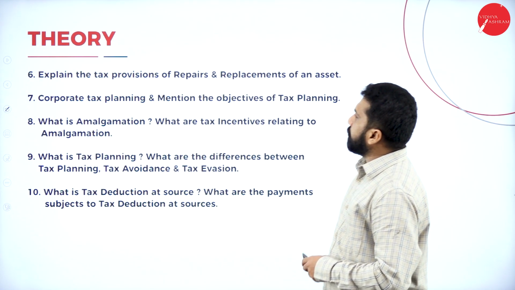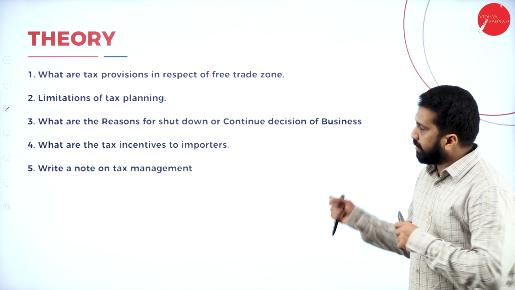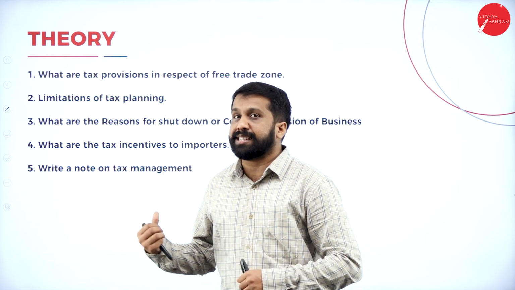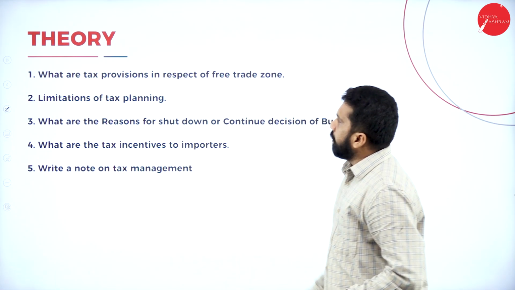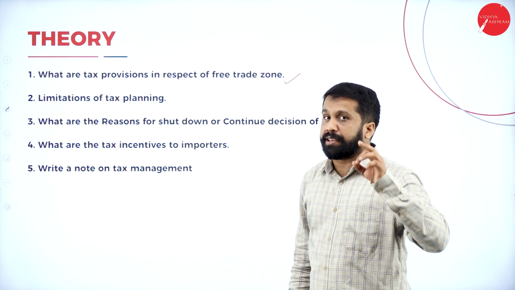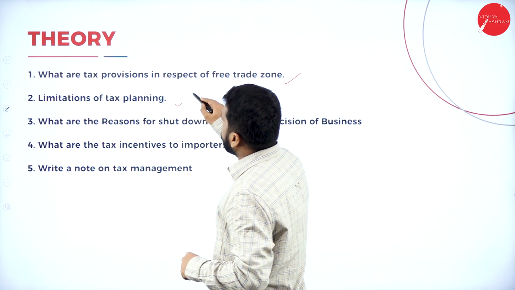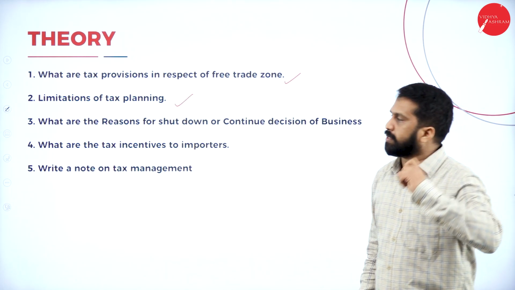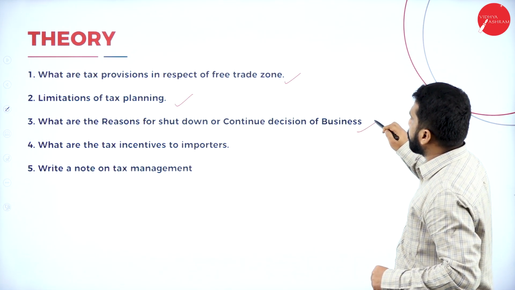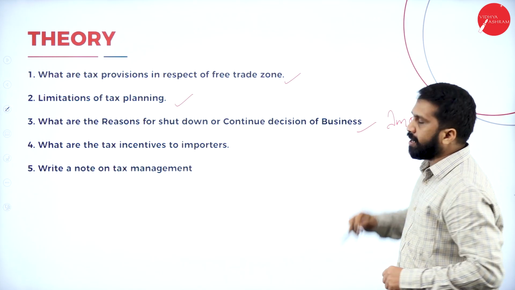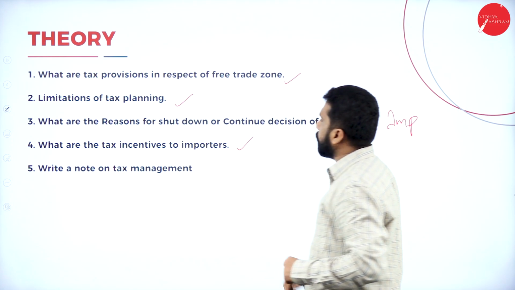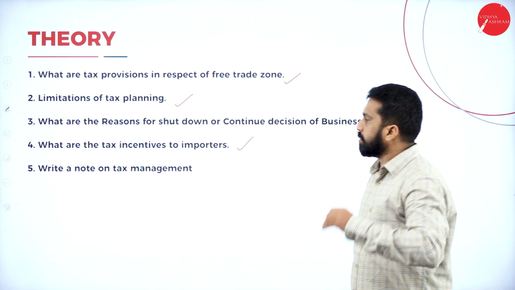Now, I have given you some important theory. It is not that only these theories will come. These are the important ones from the last two question papers. Now, what are the tax provisions in respect of free trade zone? It is there in your notes. Limitations of tax planning, your unit 1, it is there. What are the reasons for shutdown or continued decision of business? Very important. It is there in your notes. What are the tax incentives to importer? It is also there in the notes.